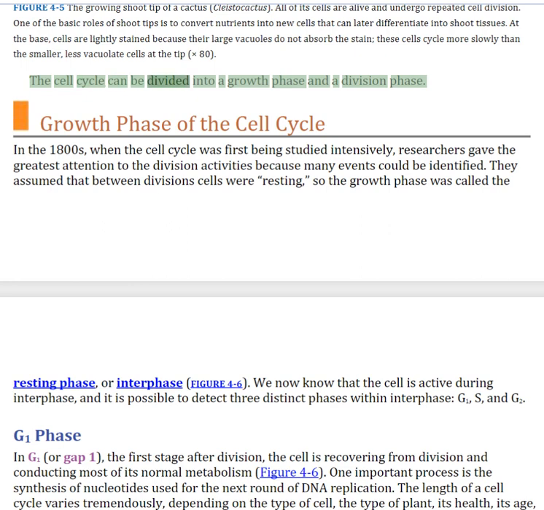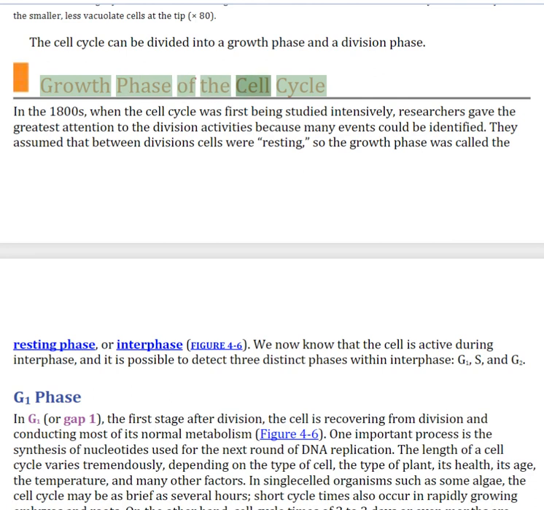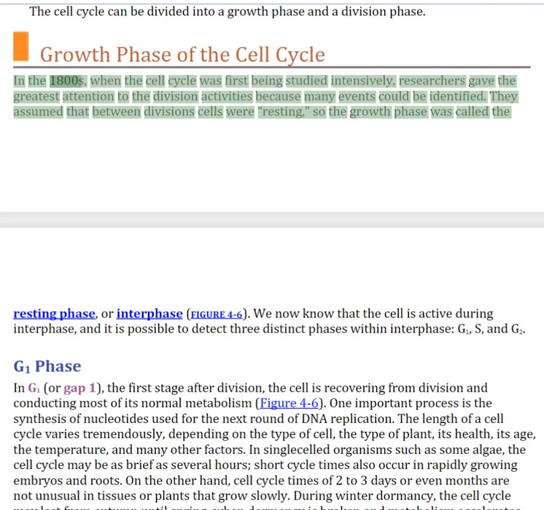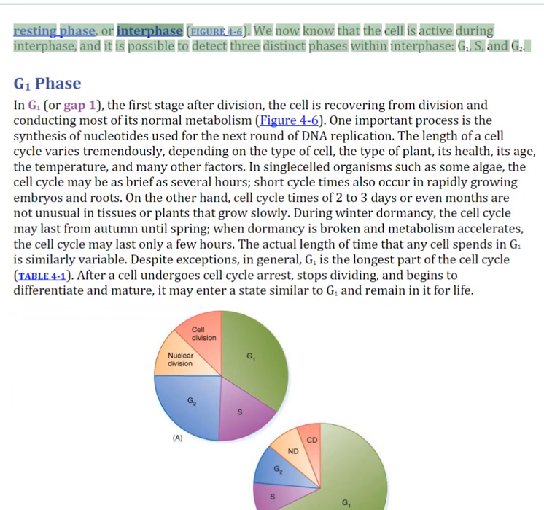The cell cycle can be divided into a growth phase and a division phase. Growth phase of the cell cycle. In the 1800s, when the cell cycle was first being studied intensively, researchers gave the greatest attention to the division activities because many events could be identified. They assumed that between divisions cells were resting, so the growth phase was called the resting phase, or interphase. We now know that the cell is active during interphase, and it is possible to detect three distinct phases within interphase: G1, S, and G2.